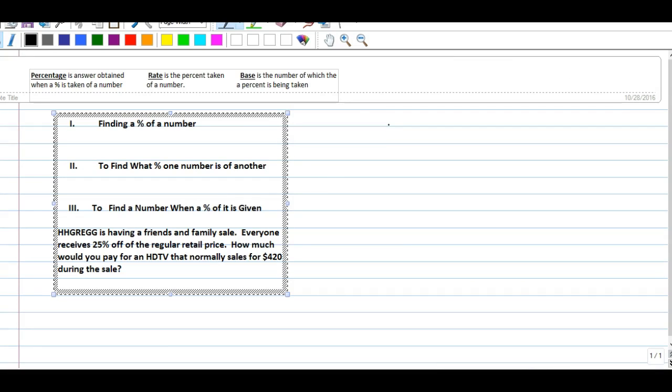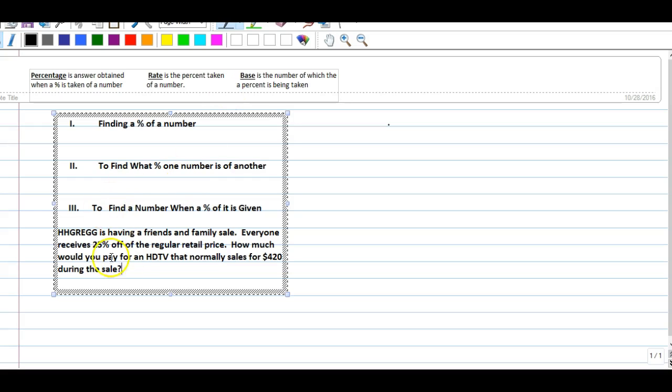Looking at another story problem involving the 3 types of percent problems, H.H. Gregg is having a friends and family sale. Everyone receives 25% off the regular retail price. So we want to know how much you would pay for an HD TV that normally sells for $420 during the sale. So again, we need to decide what type of problem we have here.